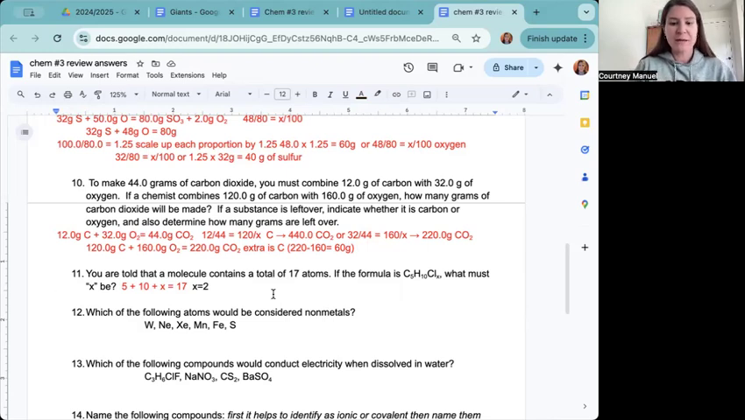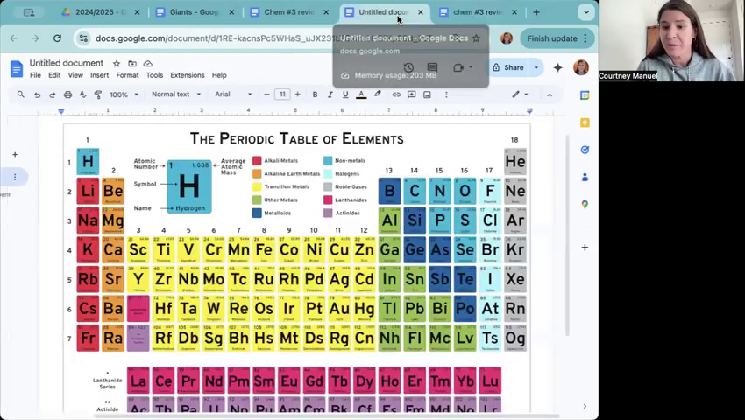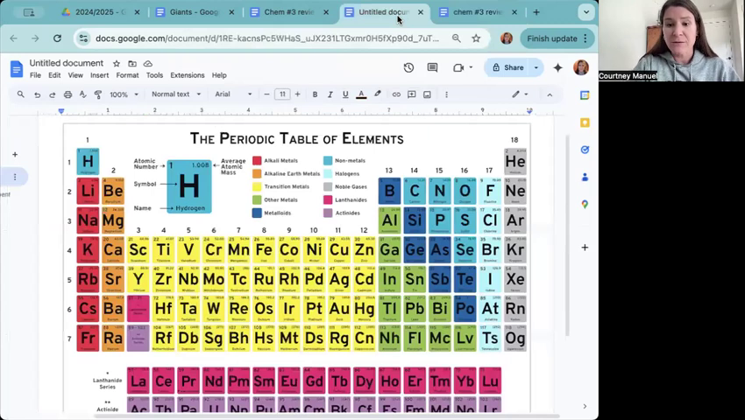All right, number 12. Which of the following would be considered non-metals? Okay, on this one, all you need to do is check each of those with the periodic table. And you have your stair stepper here on your chart, and you find out, is it a metal or is it a non-metal? The metals being everything over here. We've got red, orange, yellow, and green are all different types of metals. So we just check each of these off.